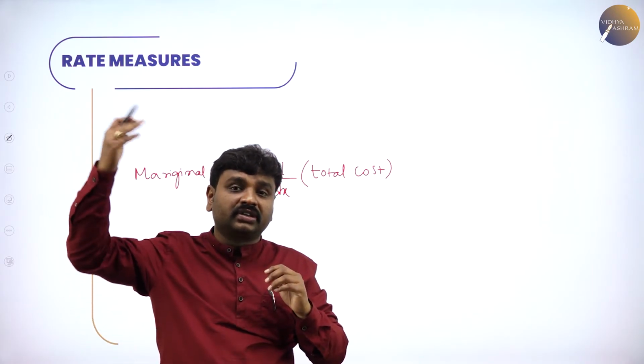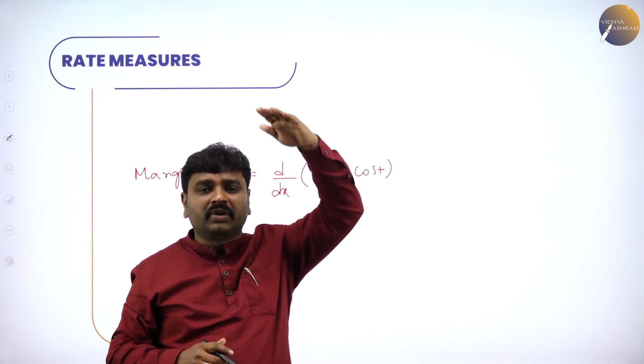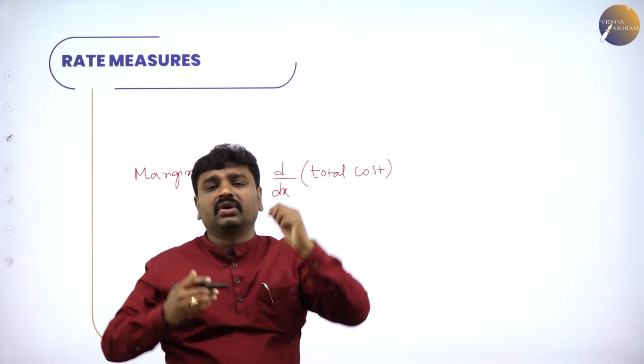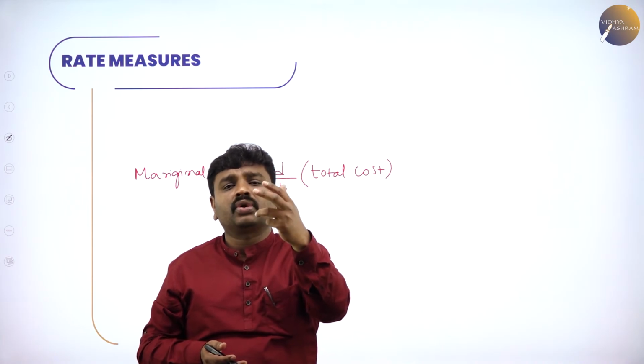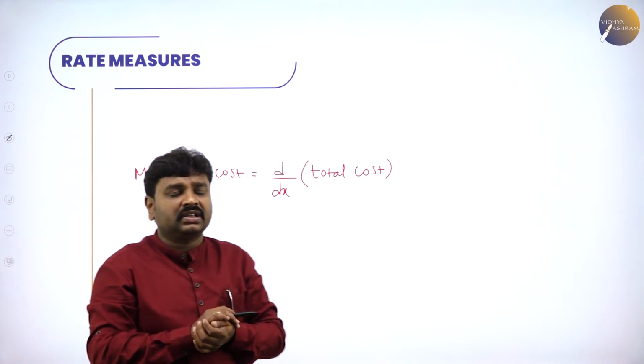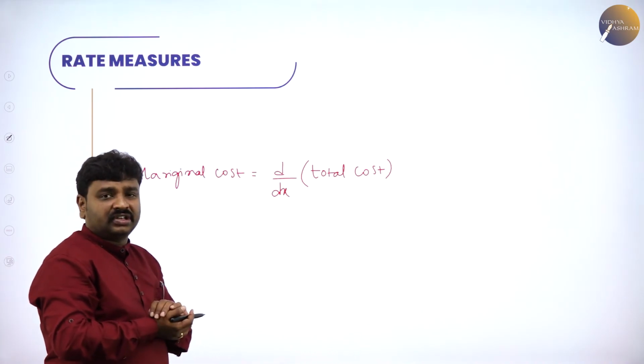When you produce 100 and 1000, if you increase the number of units produced, the cost keeps decreasing. As you produce more and more units, the cost decreases, and that cost is called marginal cost.